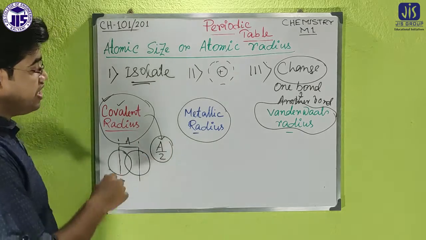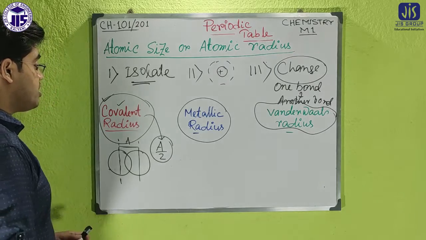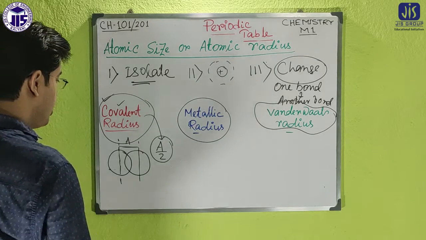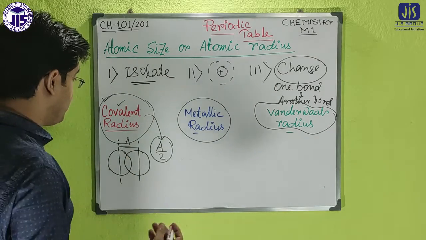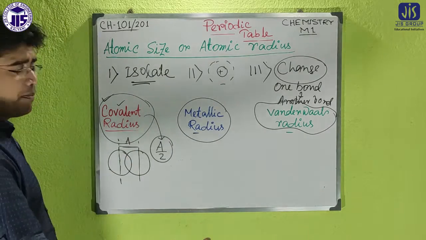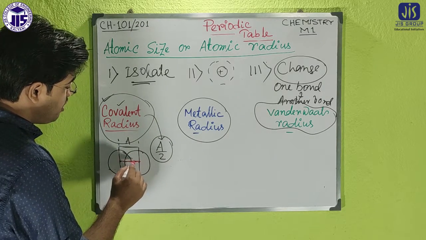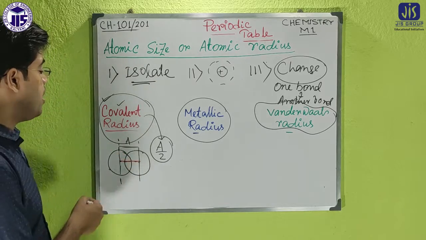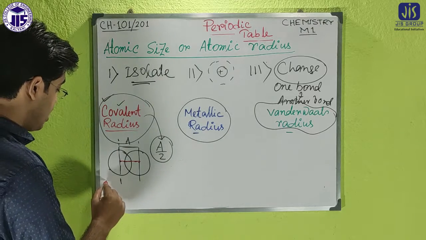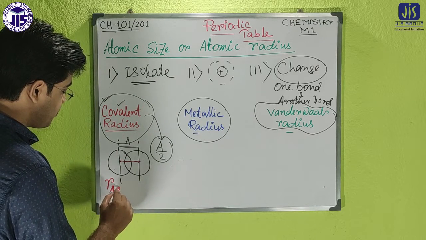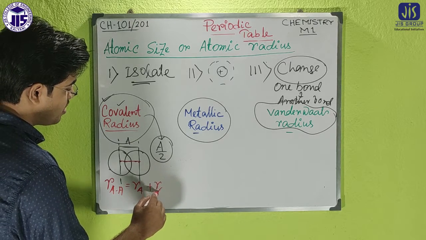Okay, so the covalent radius will be a by 2. That means if two atoms are attached with a single bond, double bond, or any covalent bond, there is an expectation that if the distance between the two nuclei is a, then the covalent radius for one atom will be a by 2. That means if it is R_A, then obviously R_A plus R_A.